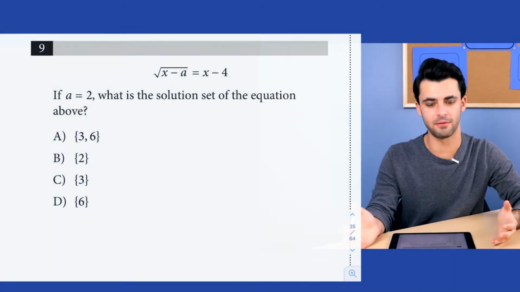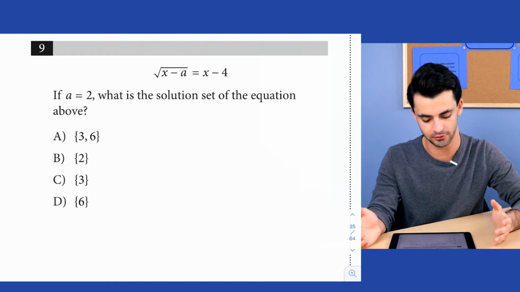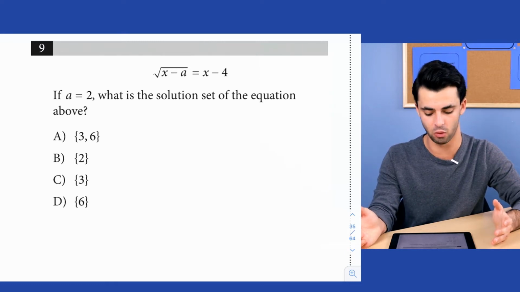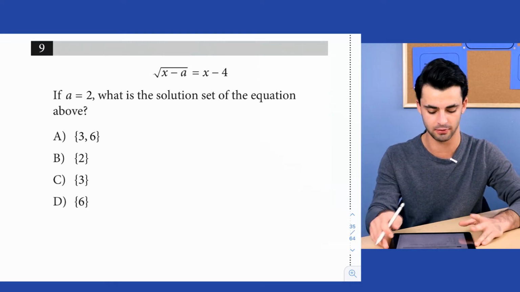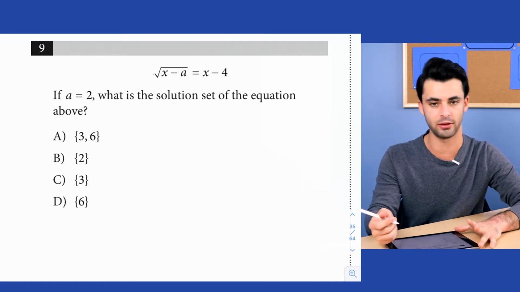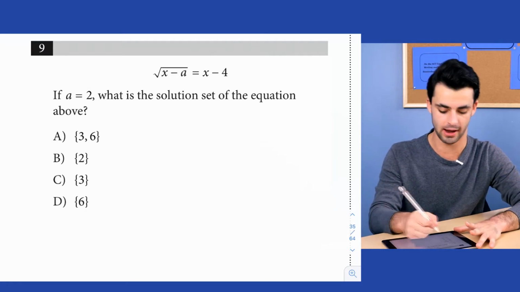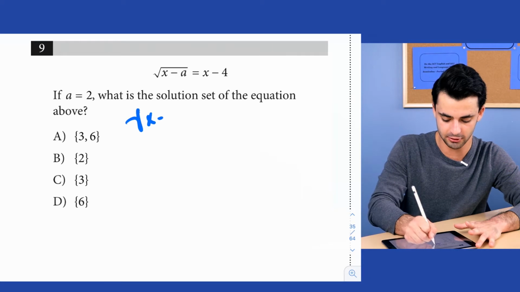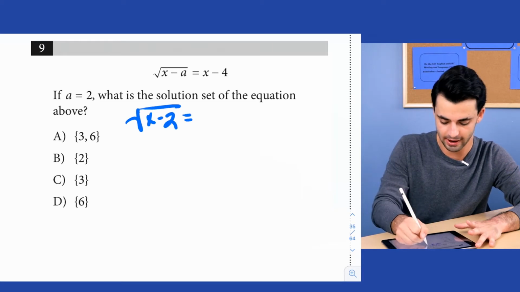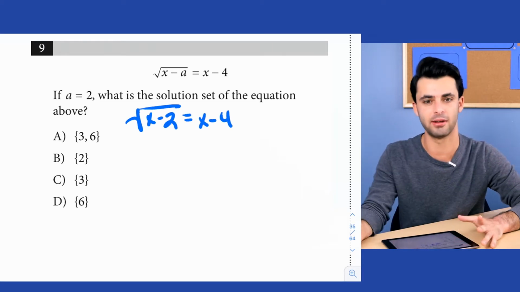Here we have question 9 from the SAT, and it gives us the equation the square root of x minus a equals x minus 4, and says if a equals 2, what is the solution set of the equation above? I'm going to go ahead and rewrite the equation, plugging in 2 for a, and that leaves us with the square root of x minus 2 equals x minus 4. And now I can go ahead and solve for x.